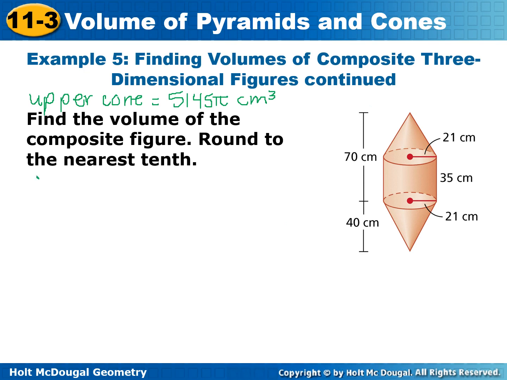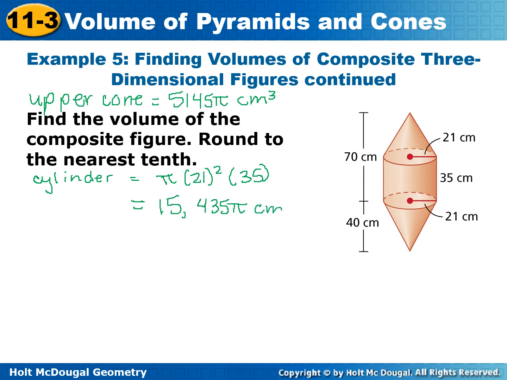So we found the upper cone. Let's find the cylinder next. The cylinder is going to be the base times the height. So the base is going to be the circle, and our r is 21. So it's going to be pi times 21 squared, and it's going to be times the height, which we found is 35. So that gives us a volume of 15,435 pi centimeters cubed.